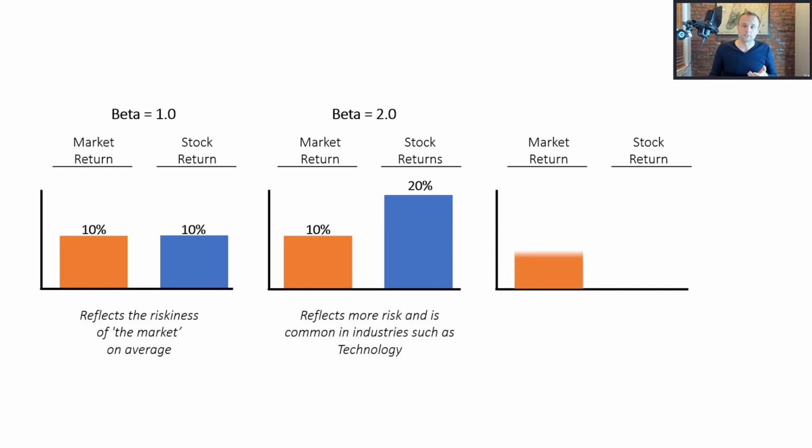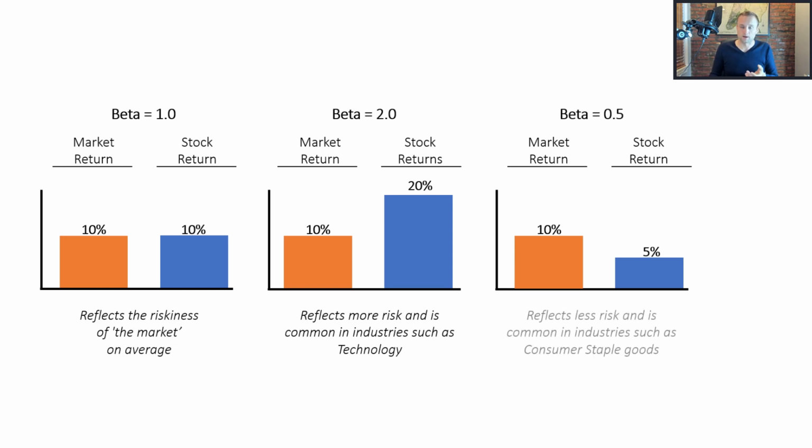And then finally, in the third scenario, we'll imagine that when the market's up 10%, again on average, the third stock is only up 5%, and vice versa in the other direction. In this case, we'd say that this third stock has a beta of 0.5. This type of scenario arises when you have more stable companies like a consumer staples business, like a Campbell's or a Kraft or something like that. Or alternatively, maybe like a utility company that's more stable.